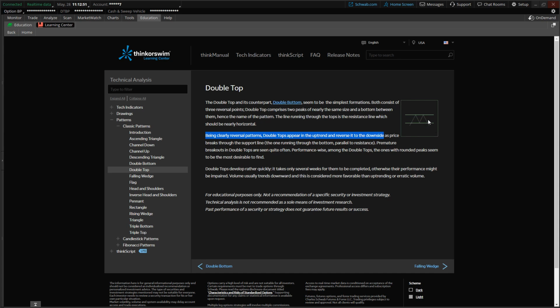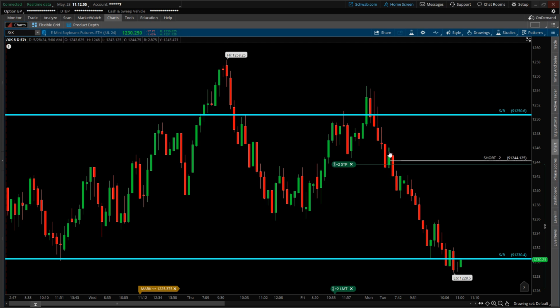So we have those two peaks and then a drop. At the point when I entered, this drop was just starting to develop. We have this peak one right here, and then a second peak right here. The first peak was on May 23rd, the second peak was yesterday, May 27th, and right now, price is finally retesting the support level.